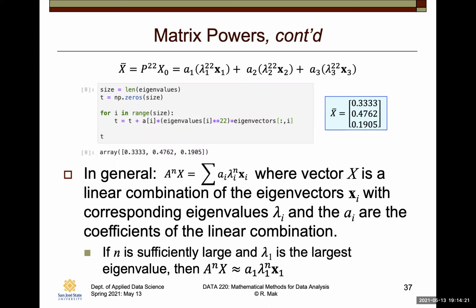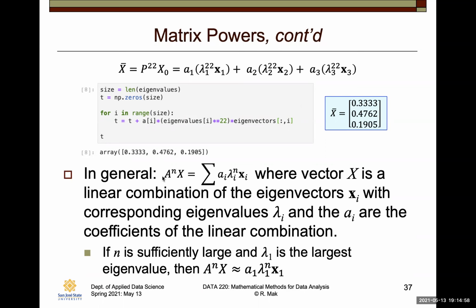Now, here's a little side note. What I did was write out this expression using the sigma notation. So A to the n, where here n was 22, is the sum of each of these terms, where the lambdas and the x's are the eigenvalues and corresponding eigenvectors.